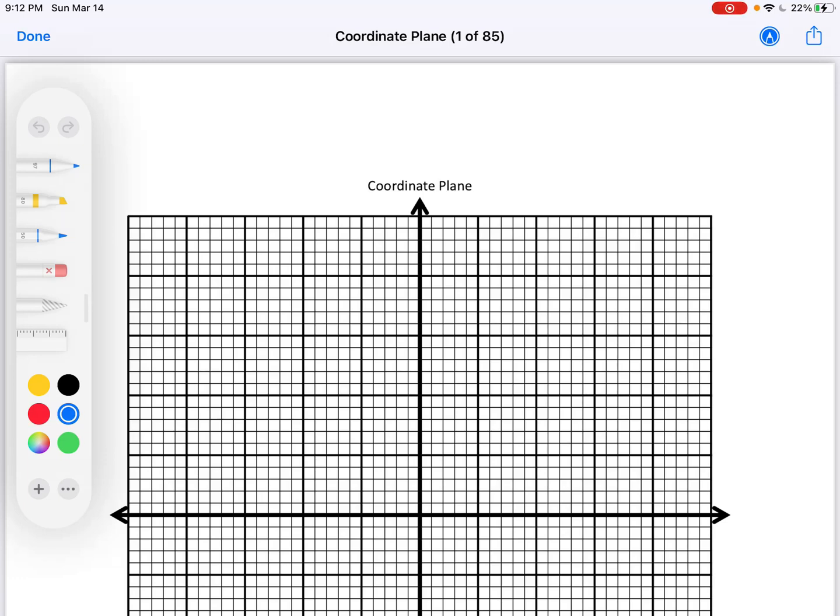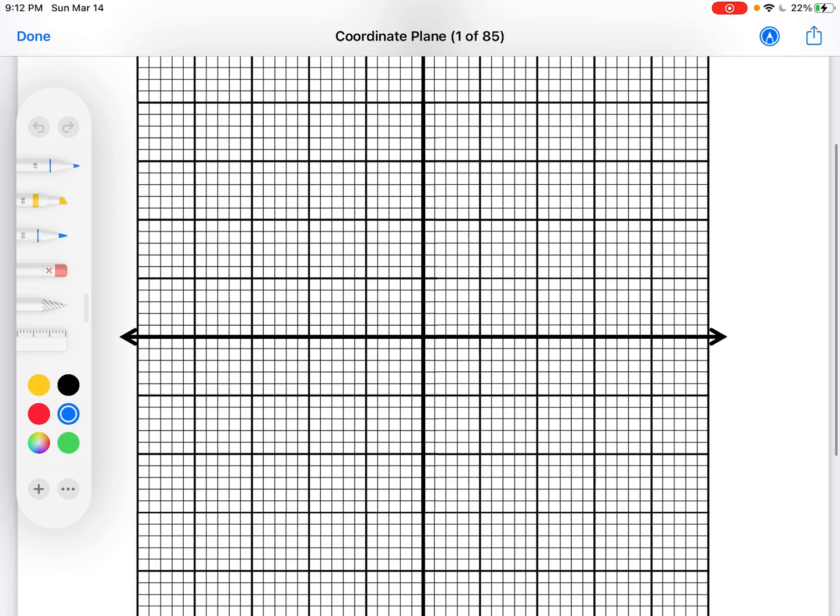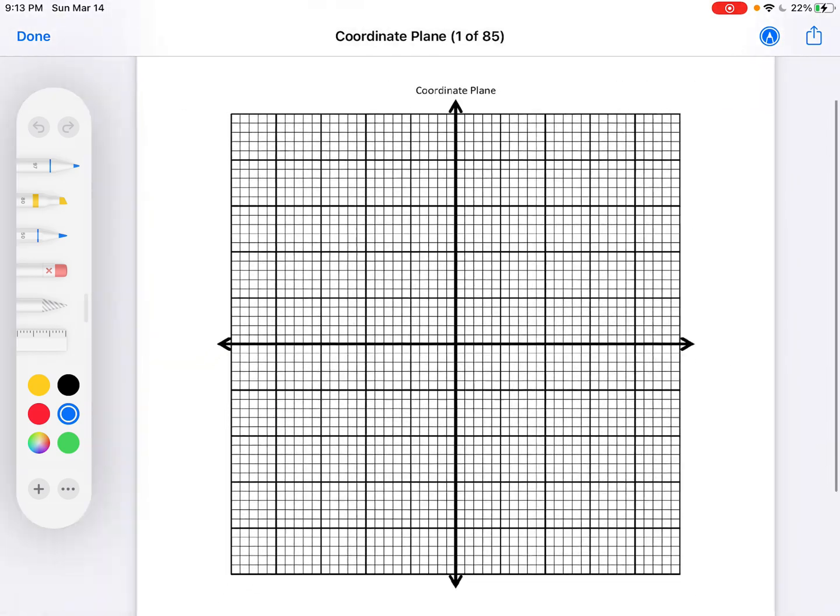Hello. Today's lesson is about the coordinate plane, sometimes called the Cartesian plane after 18th century French mathematician René Descartes. And it is a way to turn physical location into numbers. So here's the idea. The basic idea of the coordinate plane is that you have two axes.